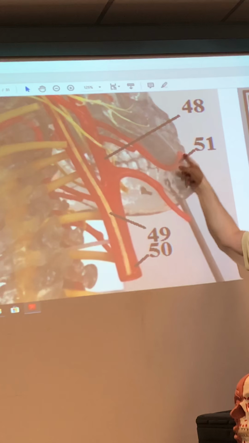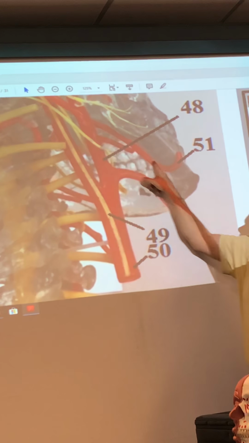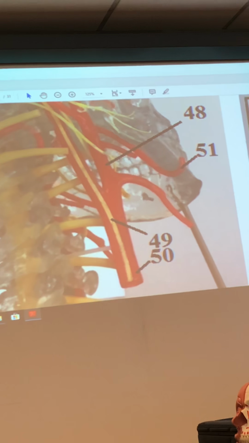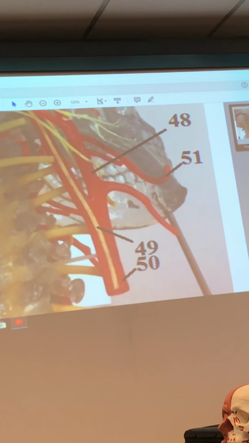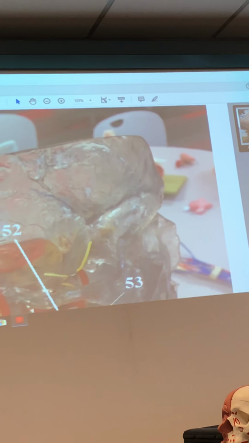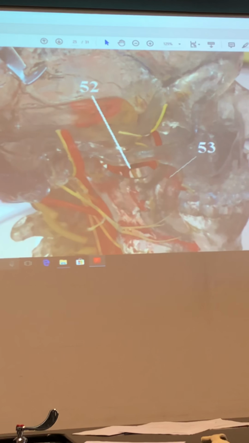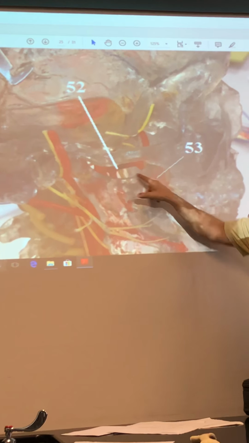Here, facial artery. A branch off of the external carotid, facial artery. 52, that's the maxillary artery. 53, the buccal as it drops down. So maxillary and buccal.